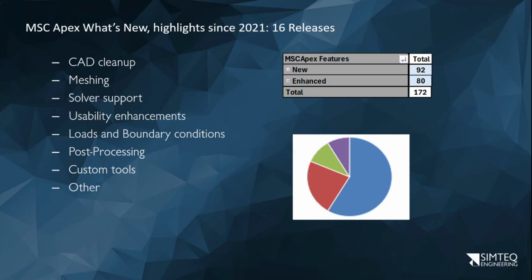Initially, the idea for today's Lunch and Learn session was only to cover the last few release highlights. However, we found that there are so many high-value features that were added over the years that many users are not aware of. I decided to highlight as many as we can fit into an hour from the past 5 years, and focus on those that can add the most value to most of you. I grouped the new and improved features into these 8 categories: CAD cleanup, meshing, solver support, usability enhancements, loads and boundary conditions, post-processing, custom tools, and other.